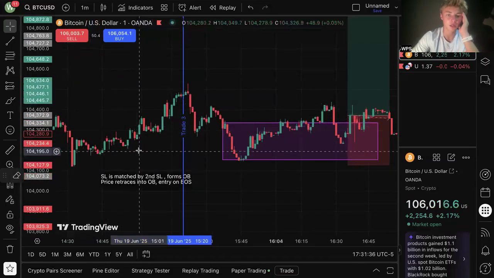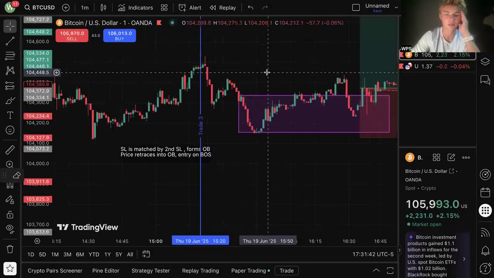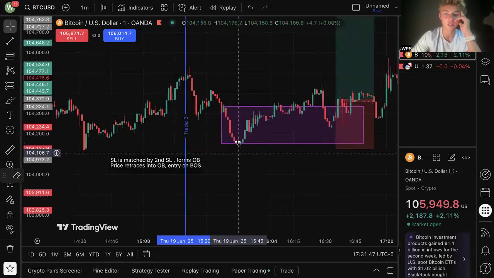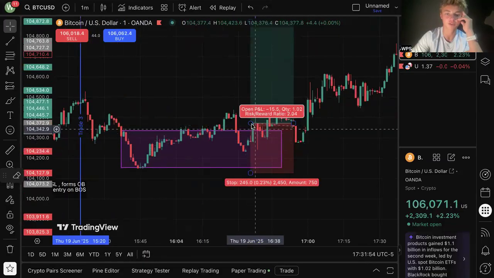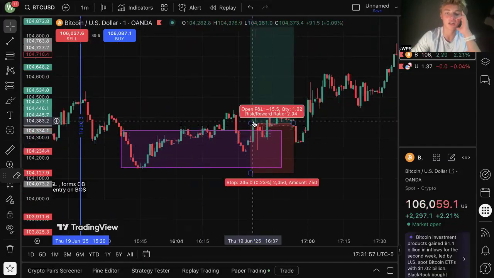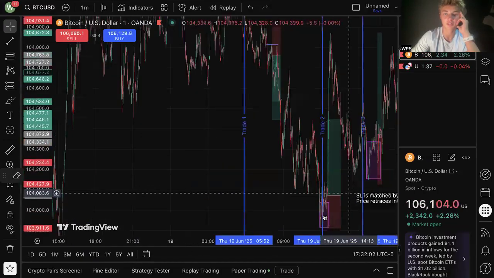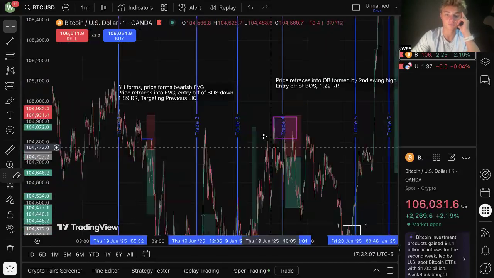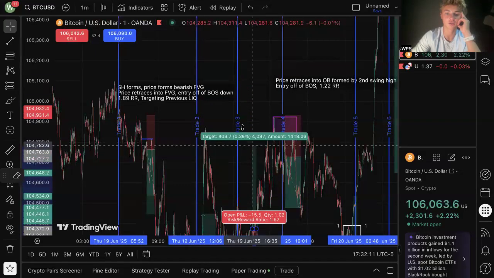Here, very similar. Price matches the second swing low, not quite exceeding it, although this could be considered the first swing low and this could be the second swing low. Either way, price forms an order block, price re-enters into this order block, and as soon as price breaks structure to the upside, which comes on this candle, high, low, higher high, I'd enter with stop loss below here and take profit up here, could even be up here. That could have been like a 3 or even 4 RR trade.